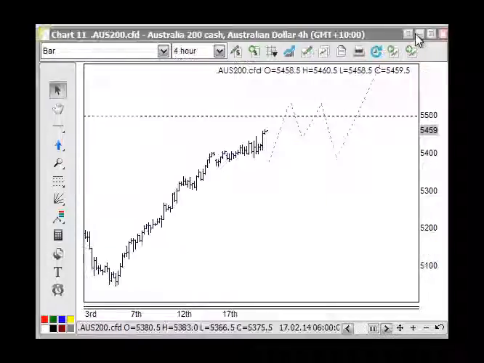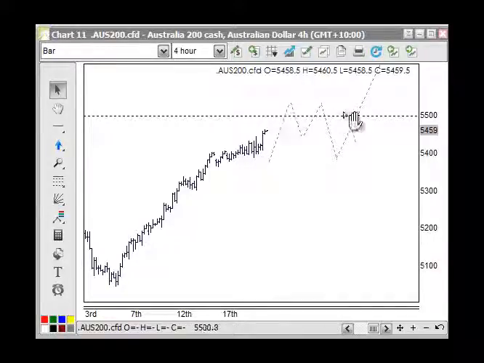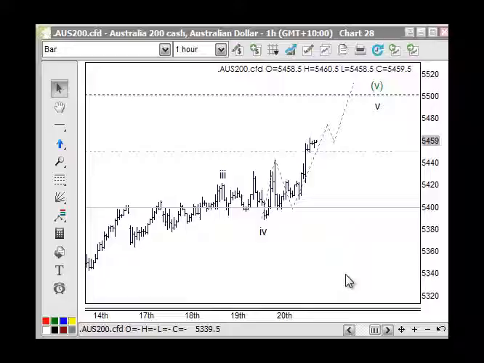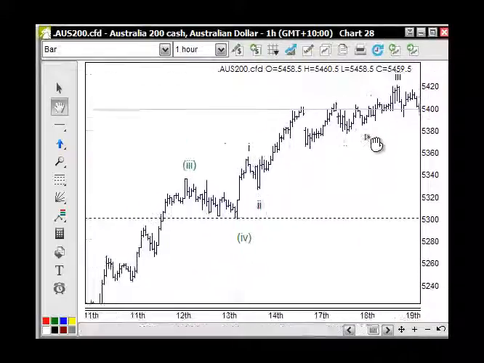So just drilling into that scenario here, this is what it sort of looks like on the 4-hour chart. We'd be looking at this as a wave 3 and 4 in here, and then 5 waves up to the 5,500 here, pretty much the same as the FTSE.